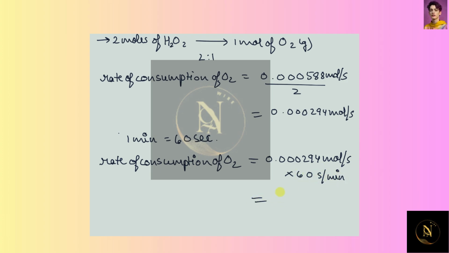So by calculation we'll get the rate of O2 in mole per minute, and it is equal to 0.01764 mole per minute. So this is the rate of O2.